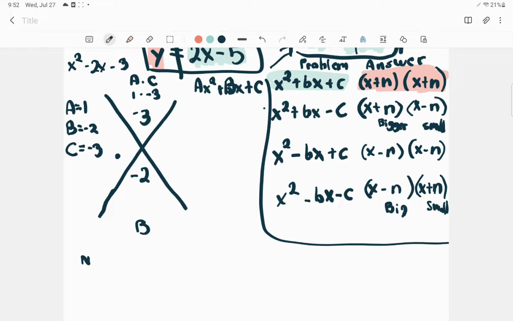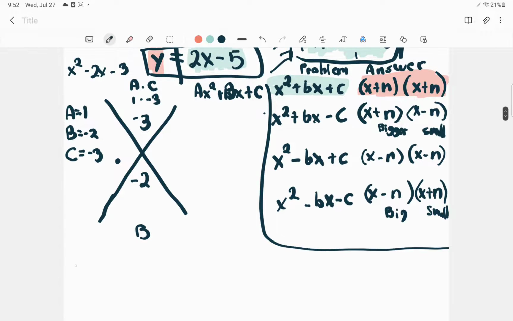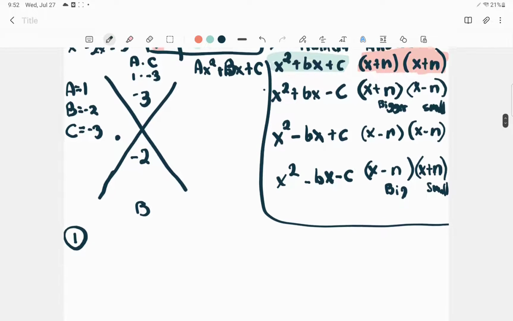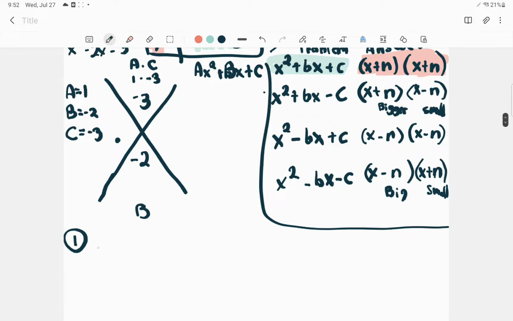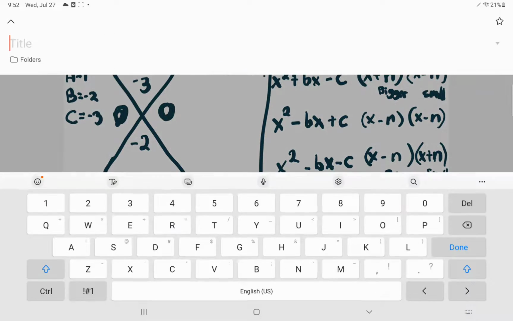Plus, there's two things that you need to understand. Number one, when multiplied. And I'm talking about the number here and the number here. When I multiply those two numbers, it has to give me the number on top. Okay? It has to give me the 3 over there.